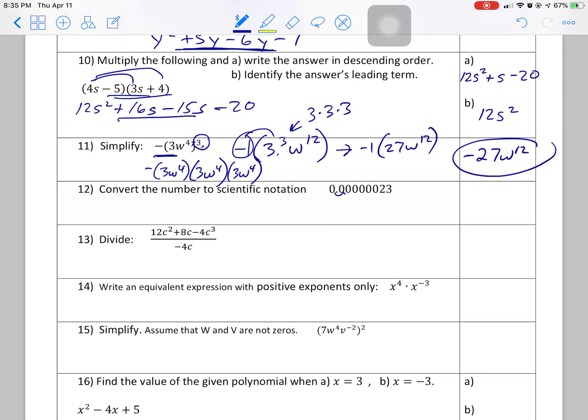Convert. 1, 2, 3, 4, 5, 6, 7. 2.3 times 10 to the negative 7. It was a really little number. Divide, and then I will make another video here.